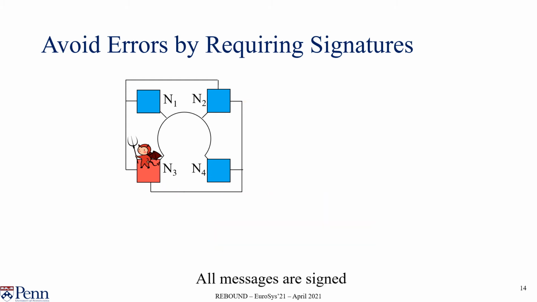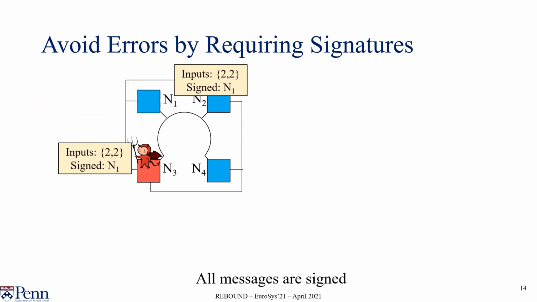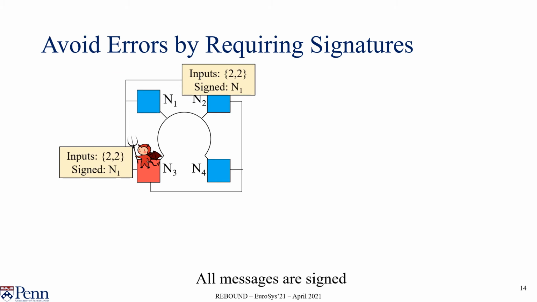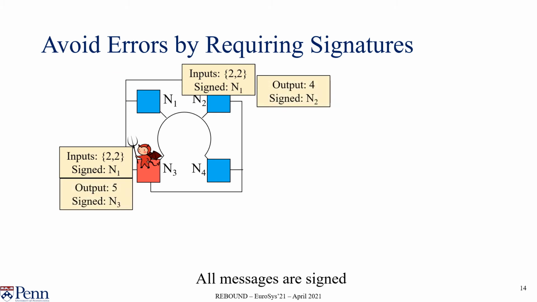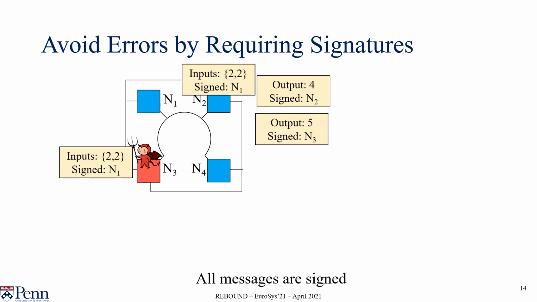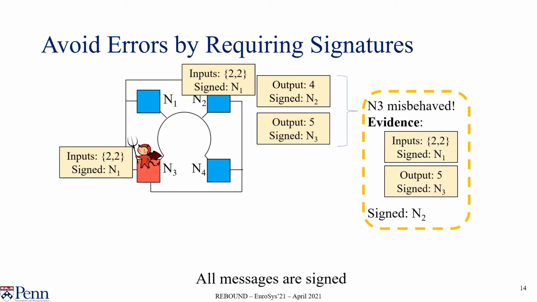We require all messages to be signed. So, if both the task running on the faulty node and its replica receive a signed input, they will both also produce a signed output. The replica task will compare the signed output that it produced to the one that node 3 produced. If they do not match, this constitutes evidence of misbehavior, and node 2 is able to generate an evidence message that it can then distribute to other nodes in the system.